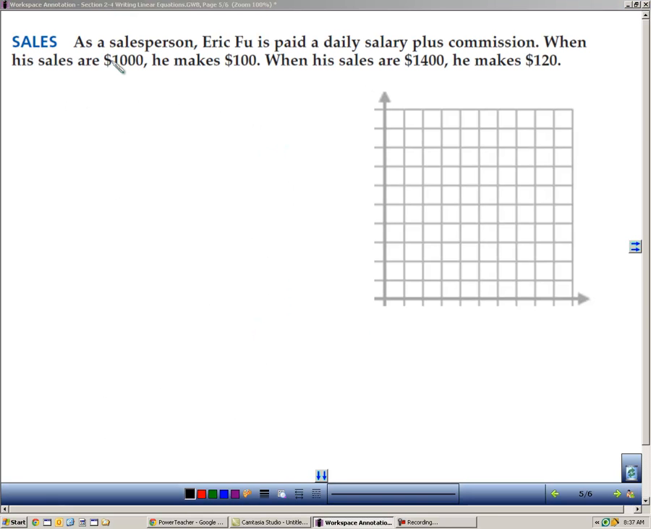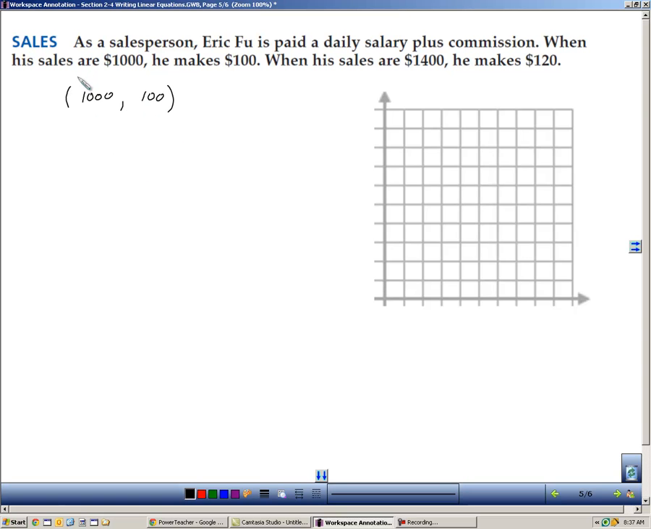Here we're going to examine how linear equations can be used to model real-world situations. Salesperson Eric is paid a daily salary plus commission, and we're told that when his sales are $1,000, he makes $100, and when his sales are $1,400, he makes $120. What that does is give us ordered pairs that we can use to graph a situation that represents his sales. The ordered pairs that we're given are when his sales are $1,000, then he makes $100.